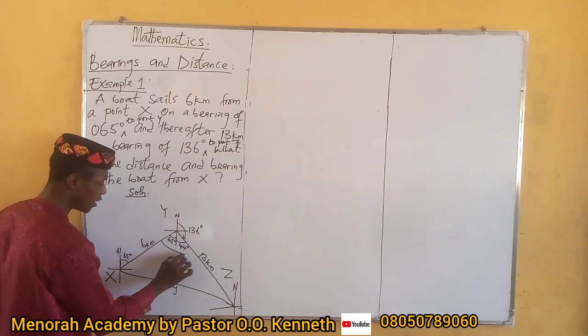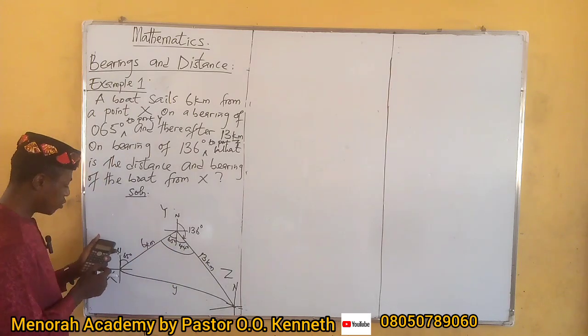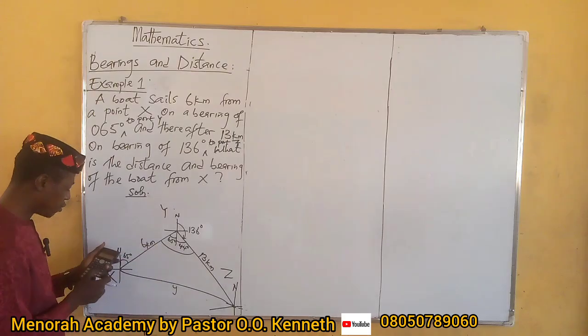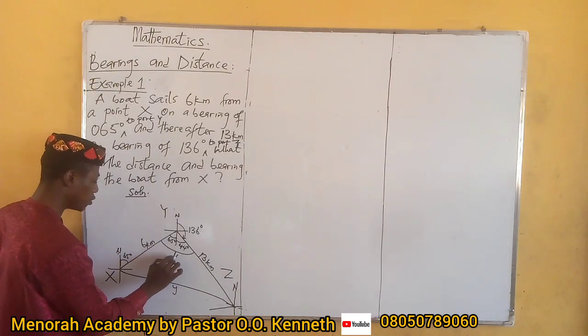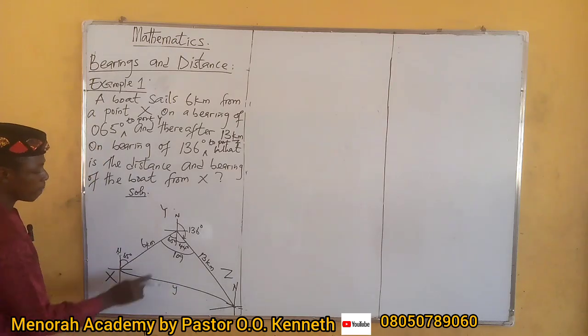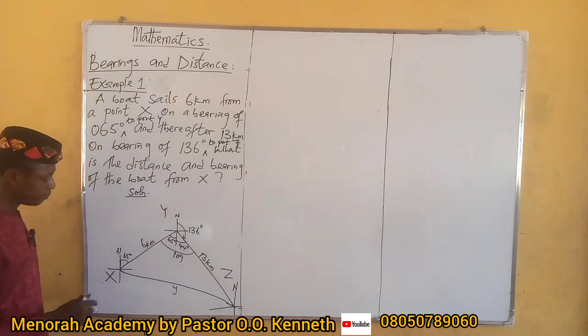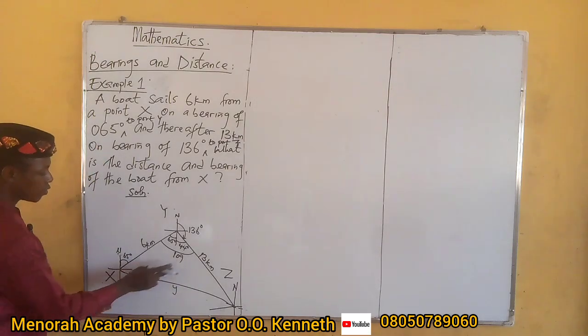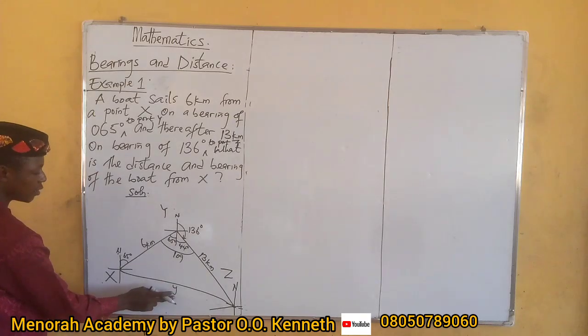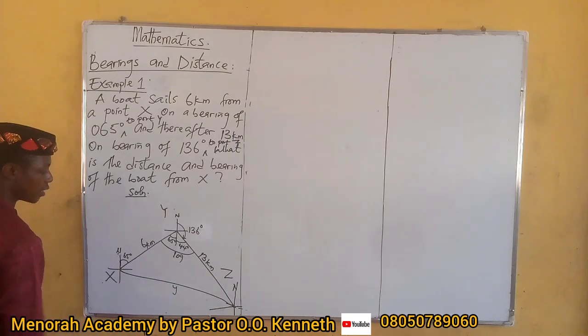So that means I can get the whole of this angle now. The whole of this angle will be 65 plus 44, which is going to give you 109. Okay, so I've gotten this angle now. And if I've gotten this angle, I can also find this side now. How do I find this side? To find this side, what am I going to use?